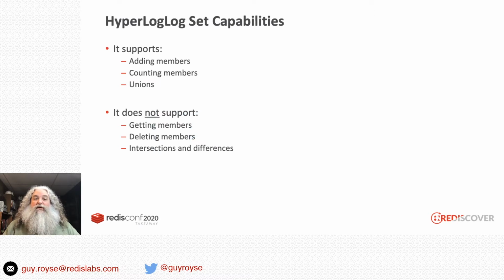HyperLogLog sets support adding members, so you can always add to that set. All these generally allow you to add things. If you can't add things to a set, it's kind of useless. It allows you to count the members, which is the cardinality. It's the point of HyperLogLog. And it can actually participate in unions, and so you can take a couple of HyperLogLogs and join them together to create an uber HyperLogLog. It does not support getting the members, so once you shove them in there, you can't get them out. You don't know what they are. And you can't delete the members. You can't remove them once you've added them. And of course, it doesn't support intersections or differences either. But you can add, you can count, and you can combine. And that's actually a pretty good capability.